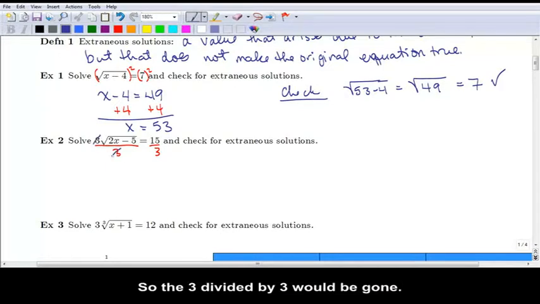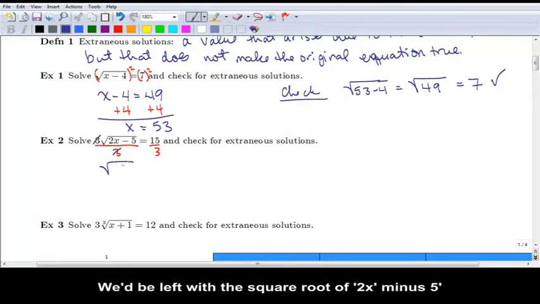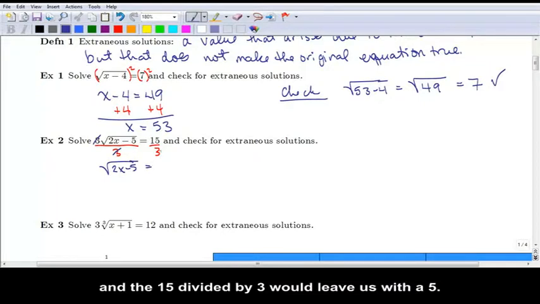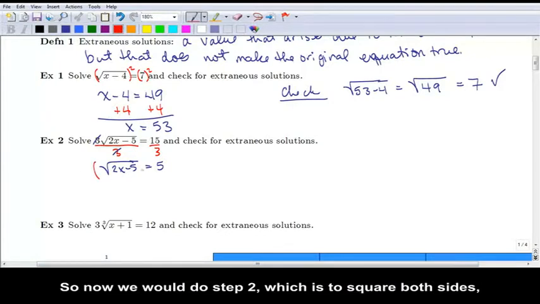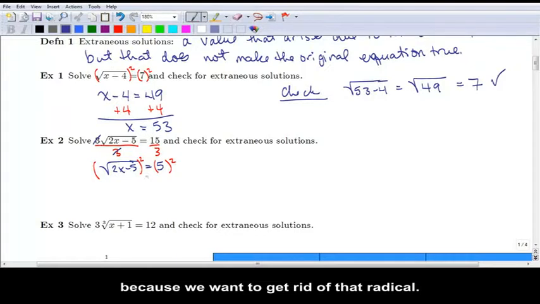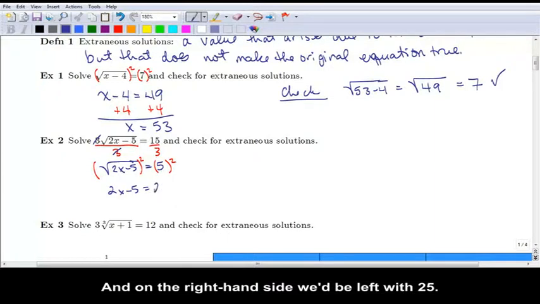So the 3 divided by 3 would be gone. We'd be left with the square root of 2x minus 5. And the 15 divided by 3 would leave us with a 5. So now we would do step 2, which is to square both sides because we want to get rid of that radical. And then we'd be left with 2x minus 5. And on the right-hand side, we'd be left with 25.